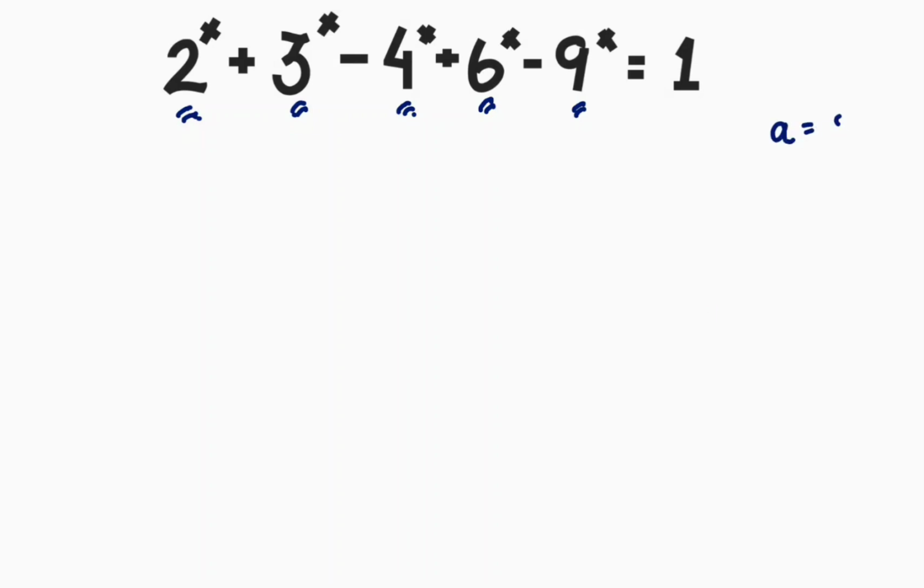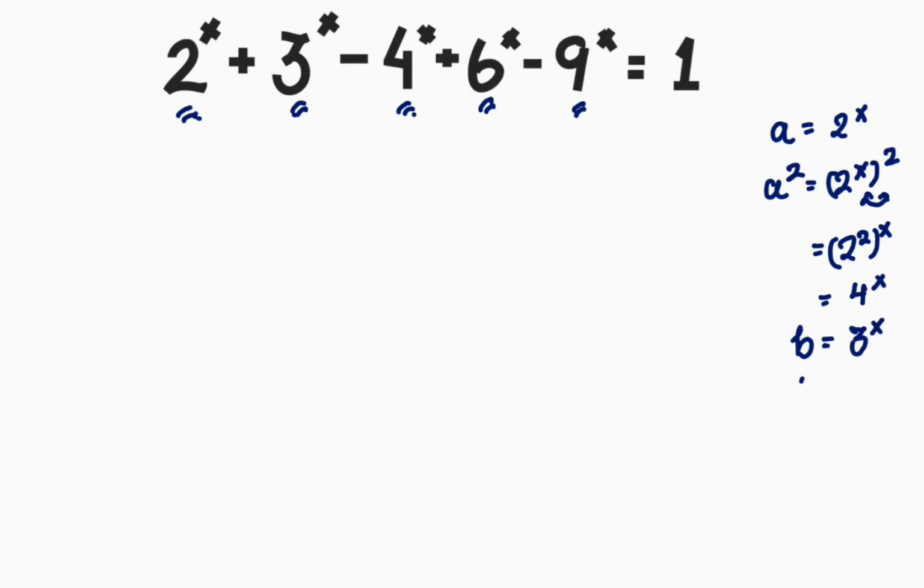So let's take 2 raised to the power x as a. So a square will become 2 raised to the power x whole square. The power inside and outside bracket are always interchangeable. You can also write this as 2 square raised to the power x or 4 raised to the power x. Let's take b as 3 raised to the power x. So b square will become 9 raised to the power x.